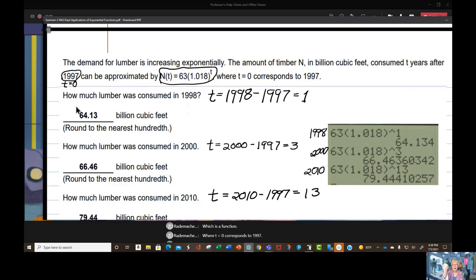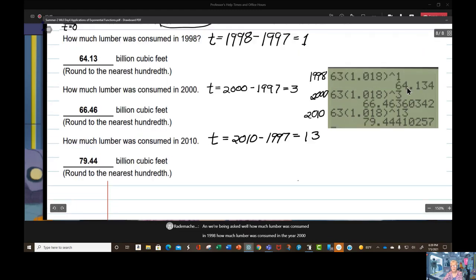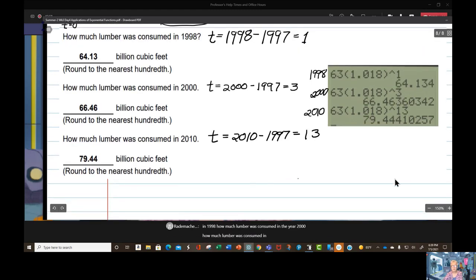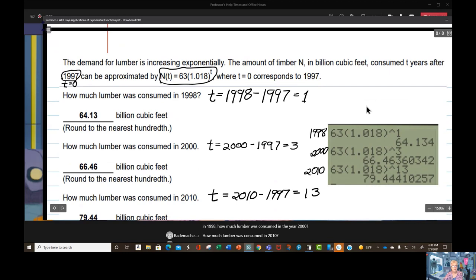And we're being asked, well, how much lumber was consumed in 1998? How much lumber was consumed in the year 2000? How much lumber was consumed in 2010? And you have to figure out what the year is. 1998 minus 1997 is 1. You always have to subtract 1997, year 0, from the year that's being asked about. So 2000 minus 1997, 2010 minus 1997. And again, you're going to put that in your calculator.